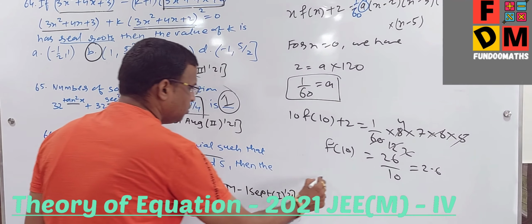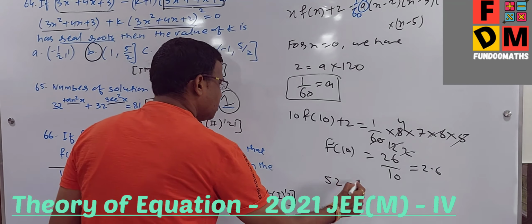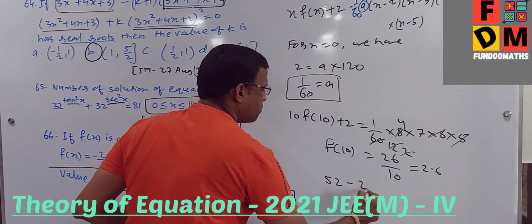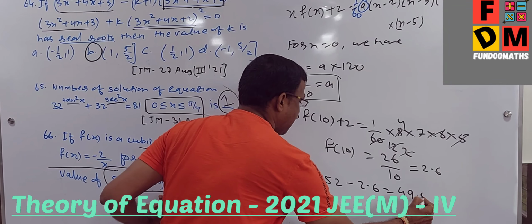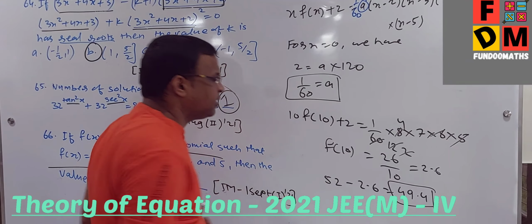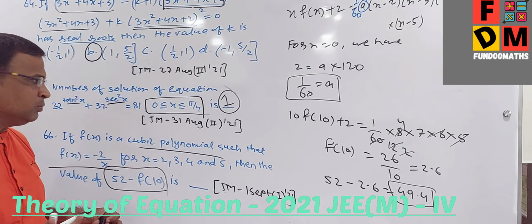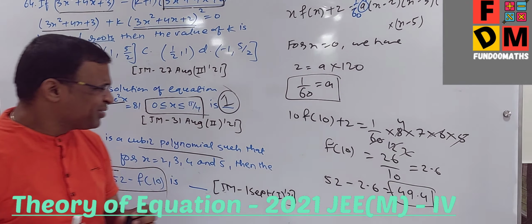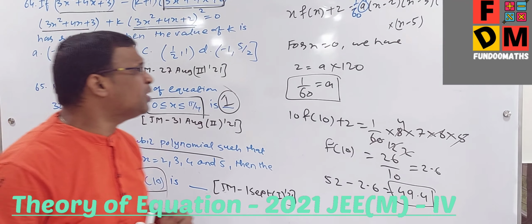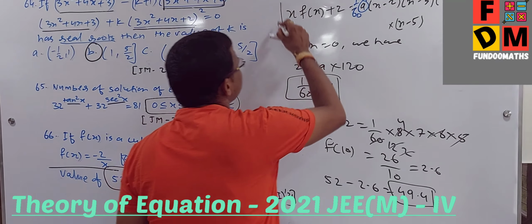So 52 minus f of 10, that is 52 minus 2.6, which is 49.4. That is my answer for this question. It's not an integer based question. Fine. So 52 minus 2.6, 49.4. So it seems to be a little tougher question. The only tougher part is this.